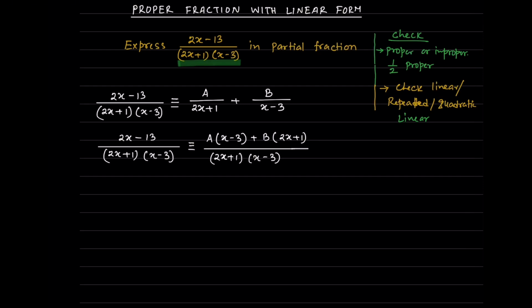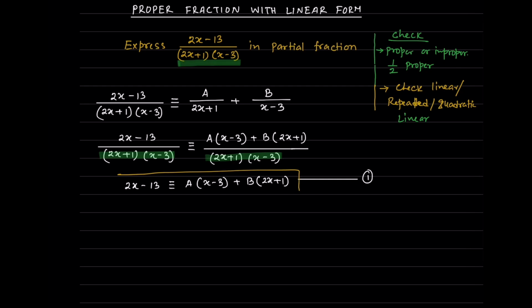Now, the denominator from here and the denominator here are the same. So we can remove them from both sides, and we can write 2x minus 13 is identical to a into (x minus 3) plus b into (2x plus 1). So this is our main equation. We can write this as equation number 1.